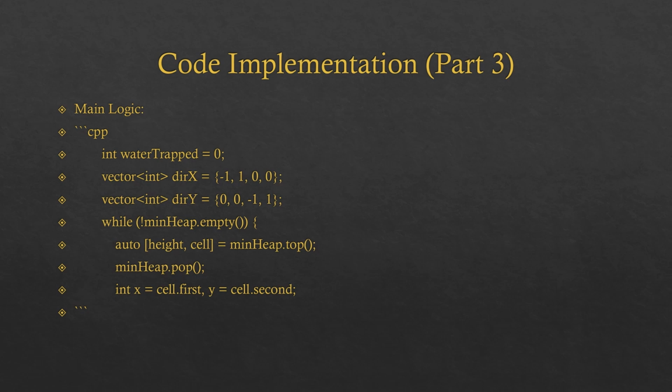Next, we move to the main part of the algorithm. The goal is to process cells in increasing order of their heights. We extract the cell with the smallest height from the heap and check its neighbors. If a neighbor is lower than the current height, we calculate the trapped water and add that neighbor to the heap with its updated height.